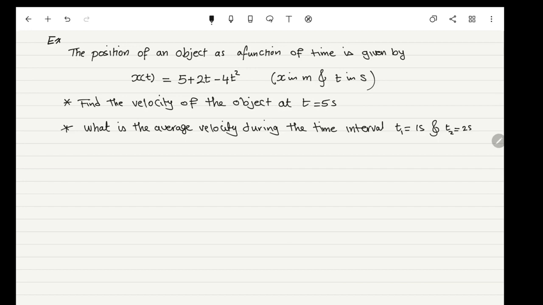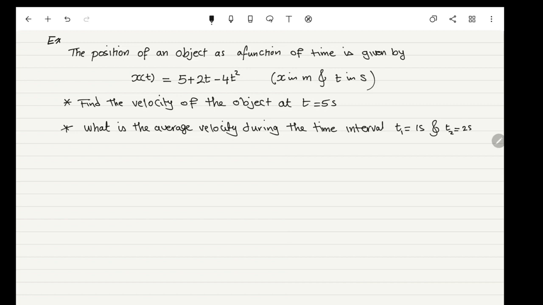Let's have another example. The position of an object as a function of time is given by this equation: x(t) = 5 + 2t - 4t², with x in meters and t in seconds. Find the velocity of the object at t equal to 5 seconds. And what's the average velocity during the time interval t1 equal to 1 second and t2 equal to 2 seconds?